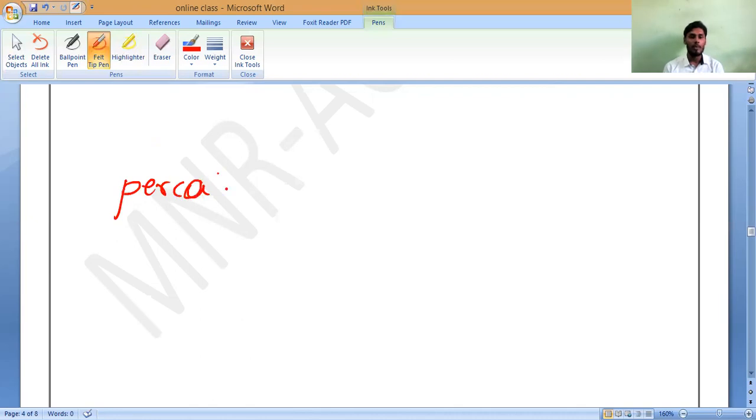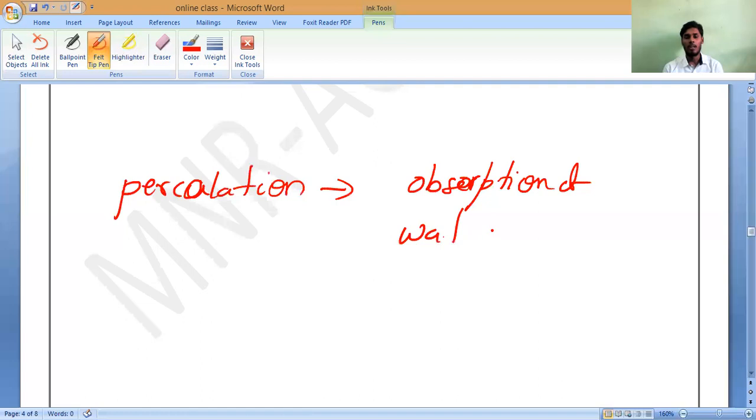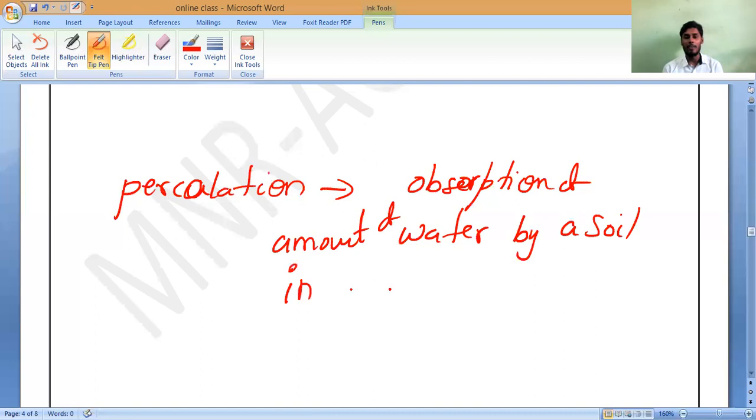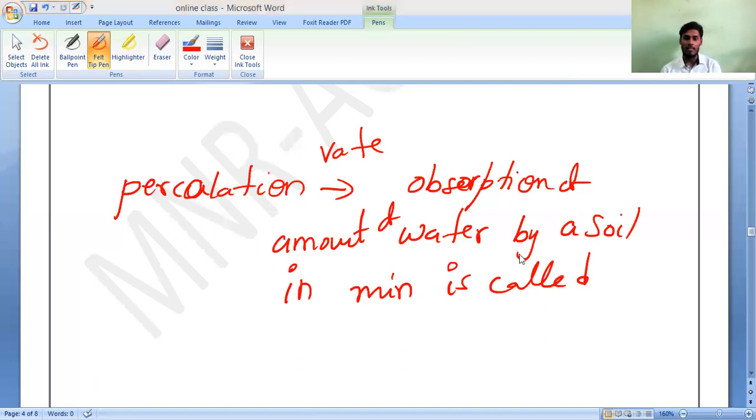Percolation means absorption of water. The amount of water absorbed by a soil in a minute is called the percolation rate. What should we call it? Percolation rate. Understand? Sir, milliliter per minute only, no? Yes, milliliter per minute. That is what you should study in the class 7th soil chapter.